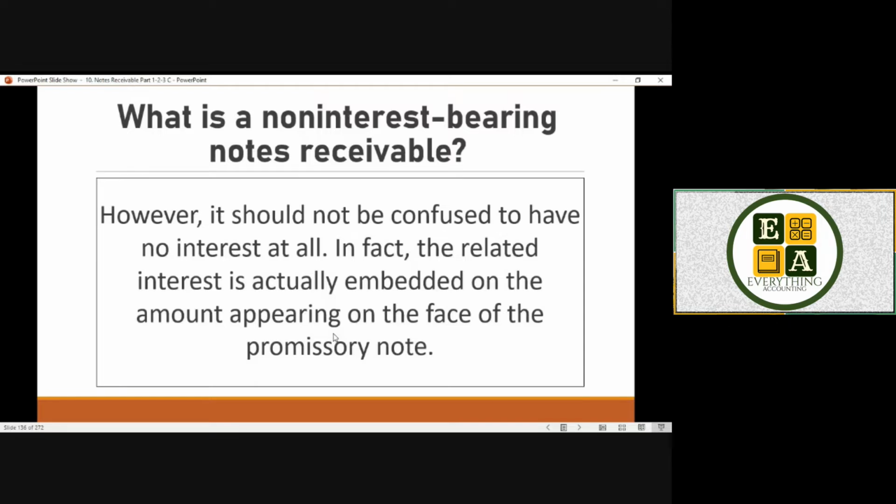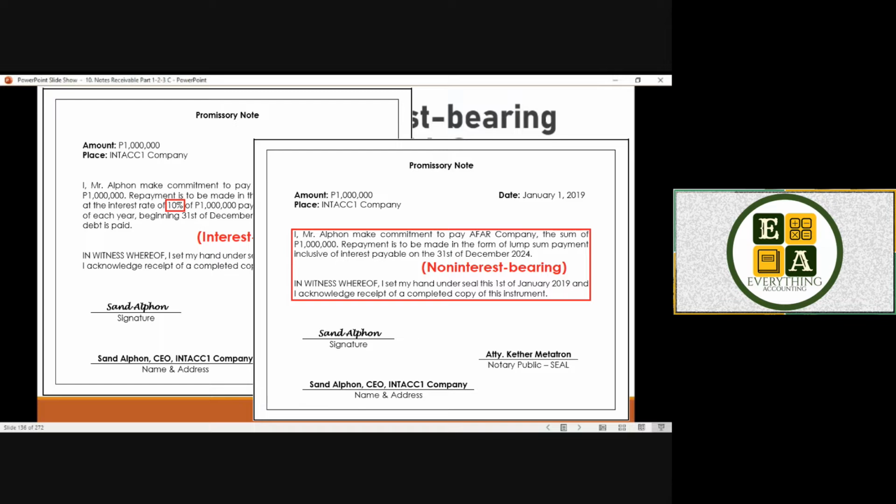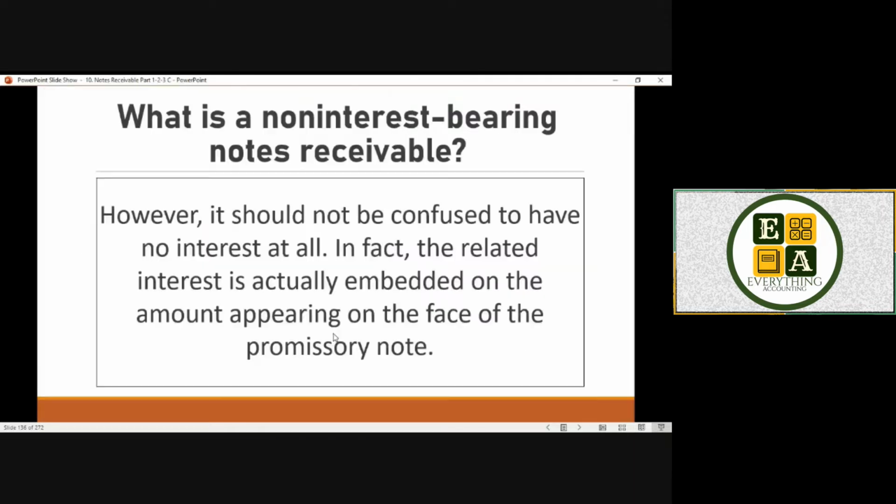Also, another difference between an interest-bearing note and a non-interest-bearing note is that on the face of the contract or promise to pay for an interest-bearing note, there is a stated interest. On the other hand, a non-interest-bearing promissory note doesn't have any stated interest appearing on its face. So we can identify whether a promissory note is interest-bearing or non-interest-bearing by the presence of a stated rate on the face of that promissory note.